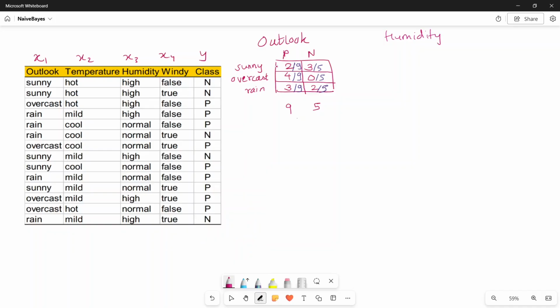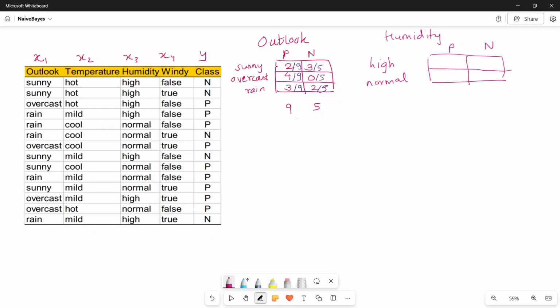Okay, humidity. There are only two values for this particular variable: high and normal. And again the columns will be the same, P and N. And here is our 2 by 2 table.